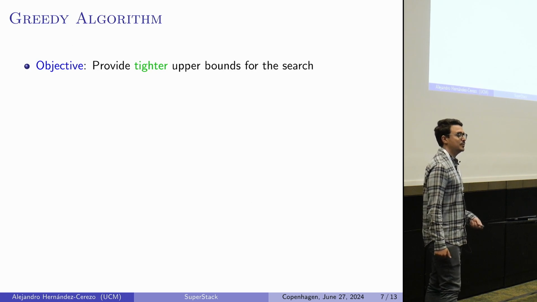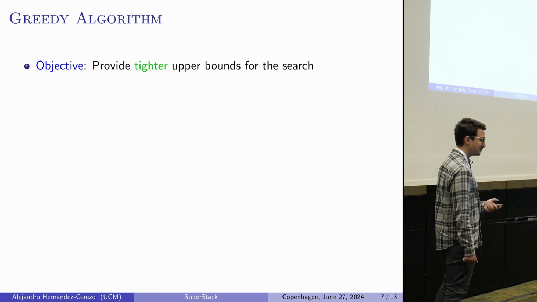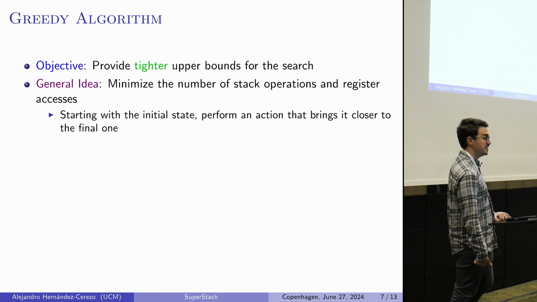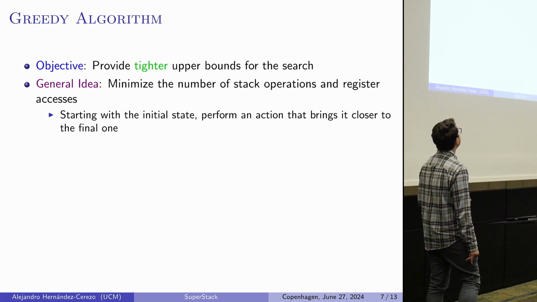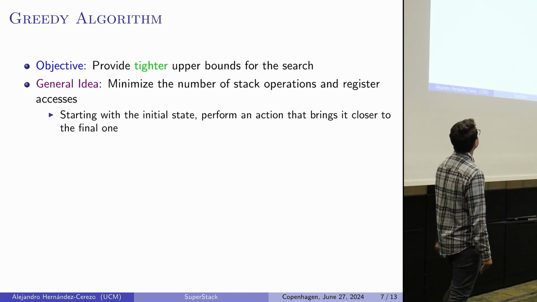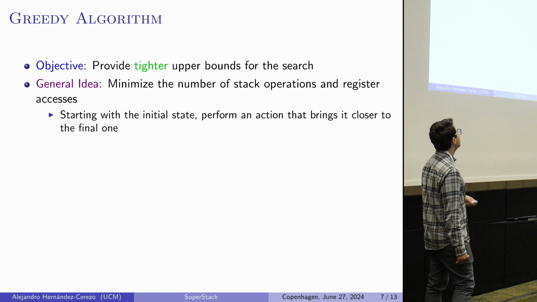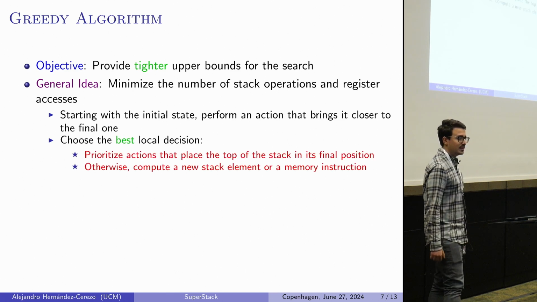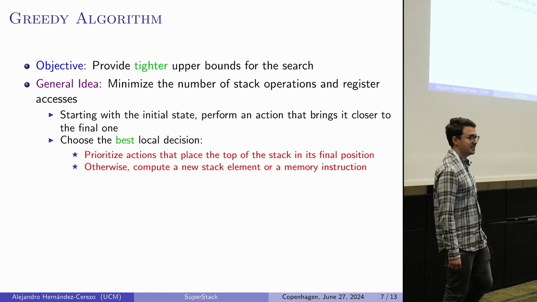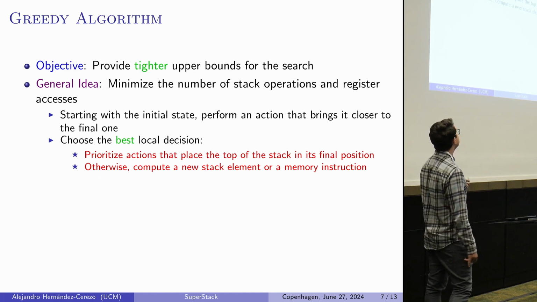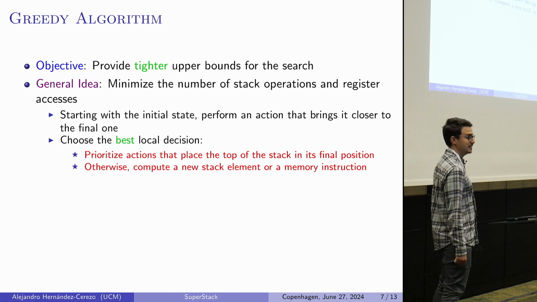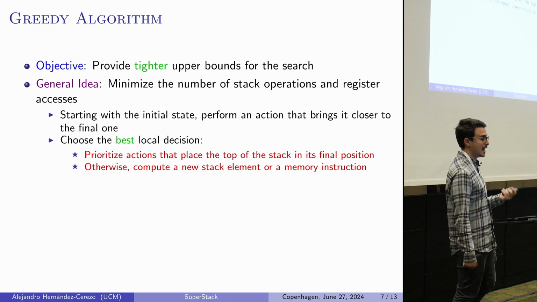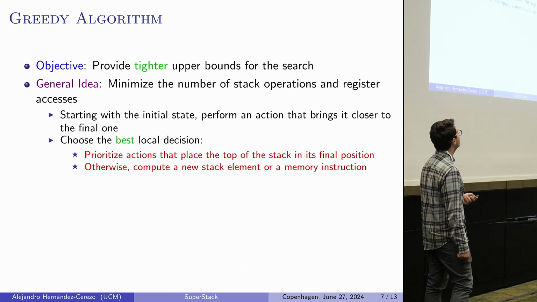OK, so I'm going to explain a bit about the greedy algorithm. So the idea here is to provide tighter upper bounds for the search. And the objective is to minimize the number of stack operations and register accesses that are needed. So the algorithm proceeds as follows. It starts with the initial symbolic state, and it is going to perform a series of functions that brings that state closer to the final one. And at each step, we are going to choose the best local decision. This means prioritizing actions that place the top of the stack in its corresponding position in the final state, or if I cannot do that, then I'm going to compute either a new stack element or a memory instruction.